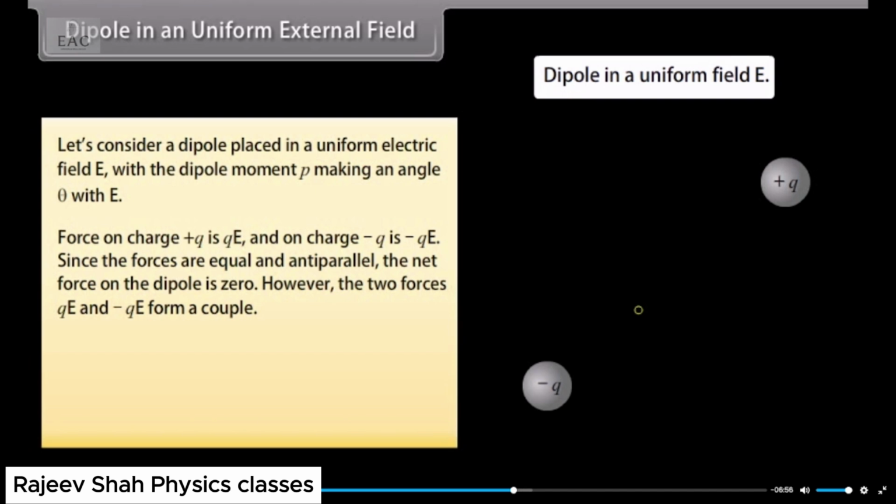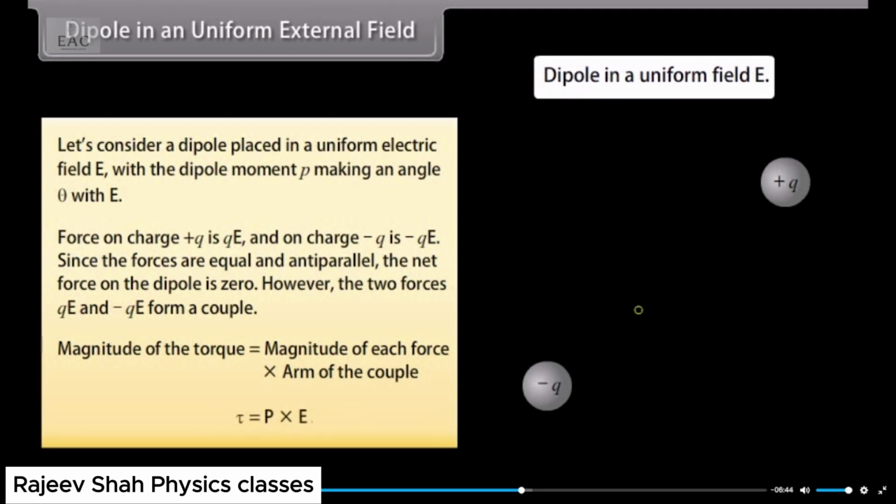However, the two forces QE and minus QE form a couple. Magnitude of the torque is equal to magnitude of each force into arm of the couple. This equation can be written as tau is equal to cross product of P and E.